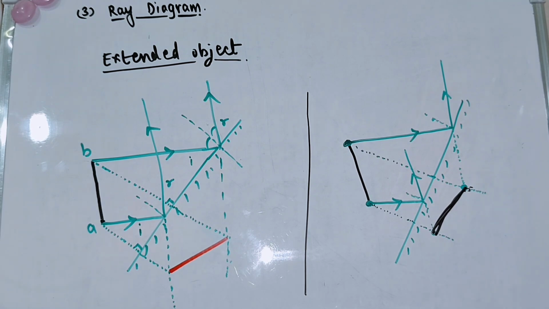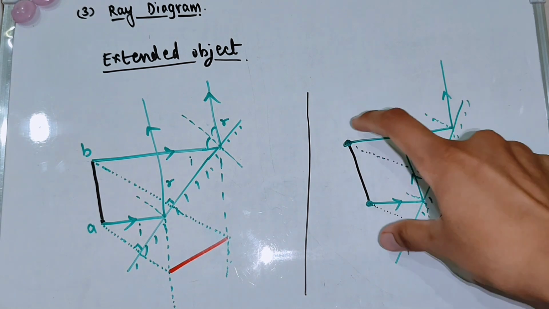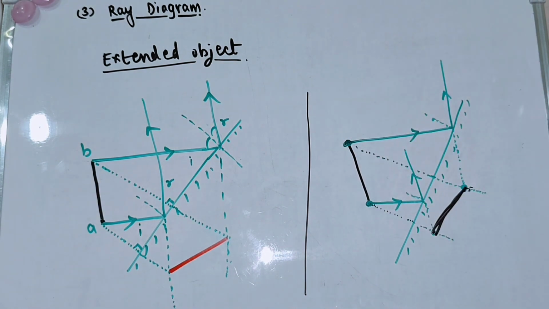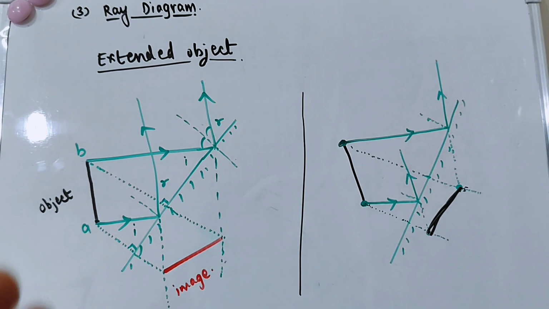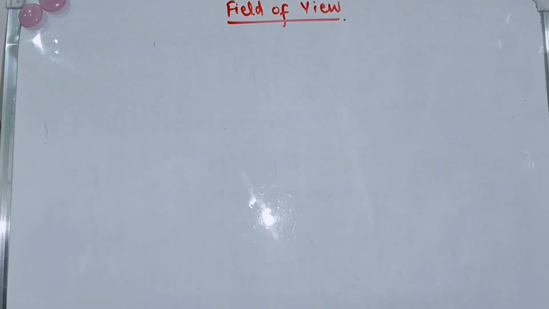Now since I have not done this with proper measurement, I'm doing it on a board, so you might think that this is over here and this is over here, but it is correct. This is the method to do it. It looks fine over here, so this is the method. This is the object and this is the image.